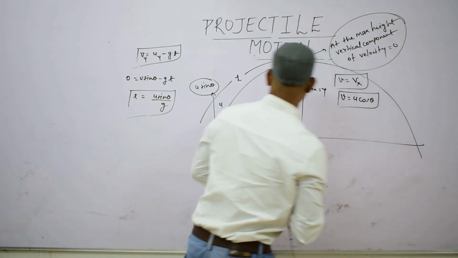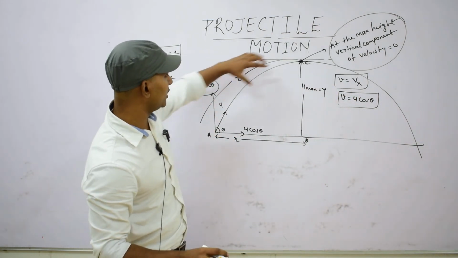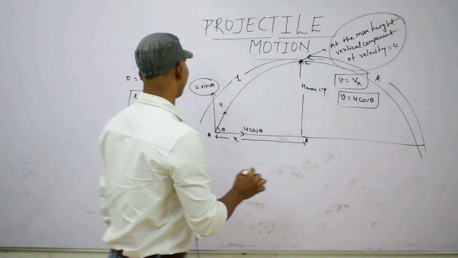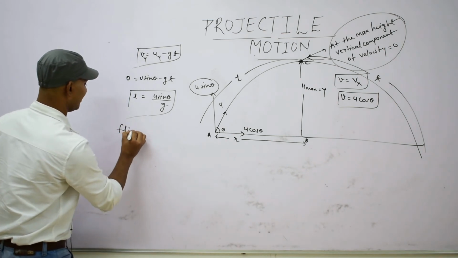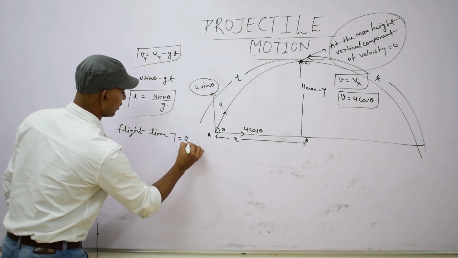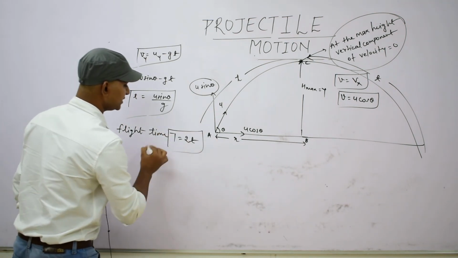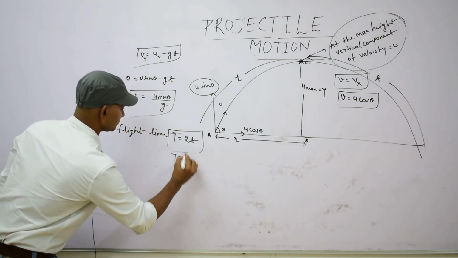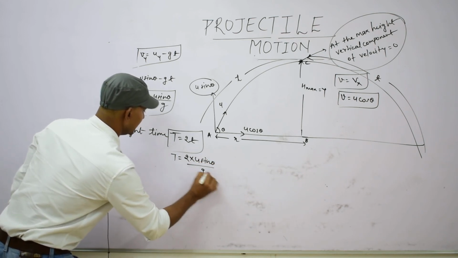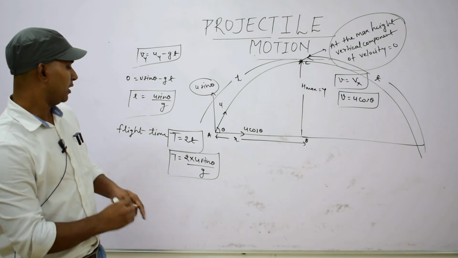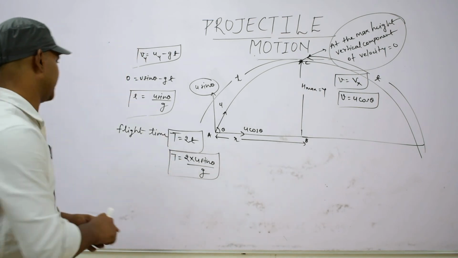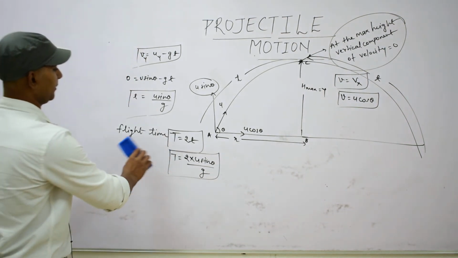So what will be the flight time? If the body takes a time t from this point to this point, then again it will take t from maximum height to come to the ground. Means the flight time, important thing, let's suppose T is equal to 2t. Flight time is 2t. Now we get the value 2u sin theta upon g. This is the general expression for the flight time. If you know the velocity and angle, then you can use this formula, that T is equal to 2u sin theta upon g.